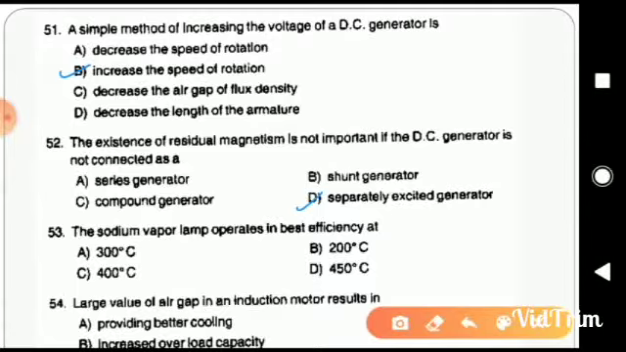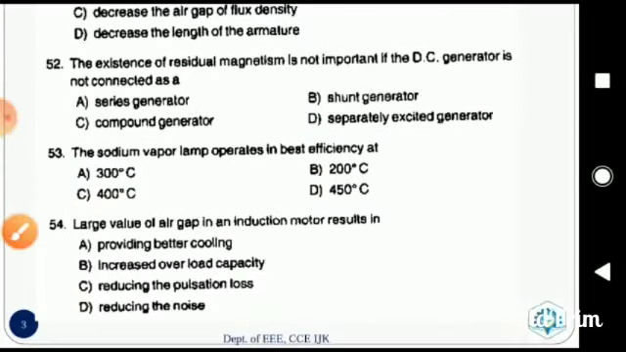Question number 53. The sodium vapor lamp operates in best efficiency at. Option A is the correct answer, 300 degrees Celsius. Moving on to question number 54. Large value of air gap in an induction motor results in. All of the options given are correct.